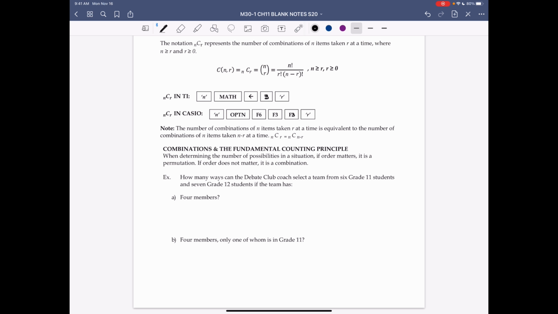Example, how many ways can the debate club coach select a team from 6 grade 11 students and 7 grade 12 students if the team has 4 members? So a team, in this case, it's not saying there's a captain or any special position for the team, it's just saying a team. So it doesn't matter what order the team is selected. The same 4 members in any order would be the same team. So this would be a combination because order does not matter.